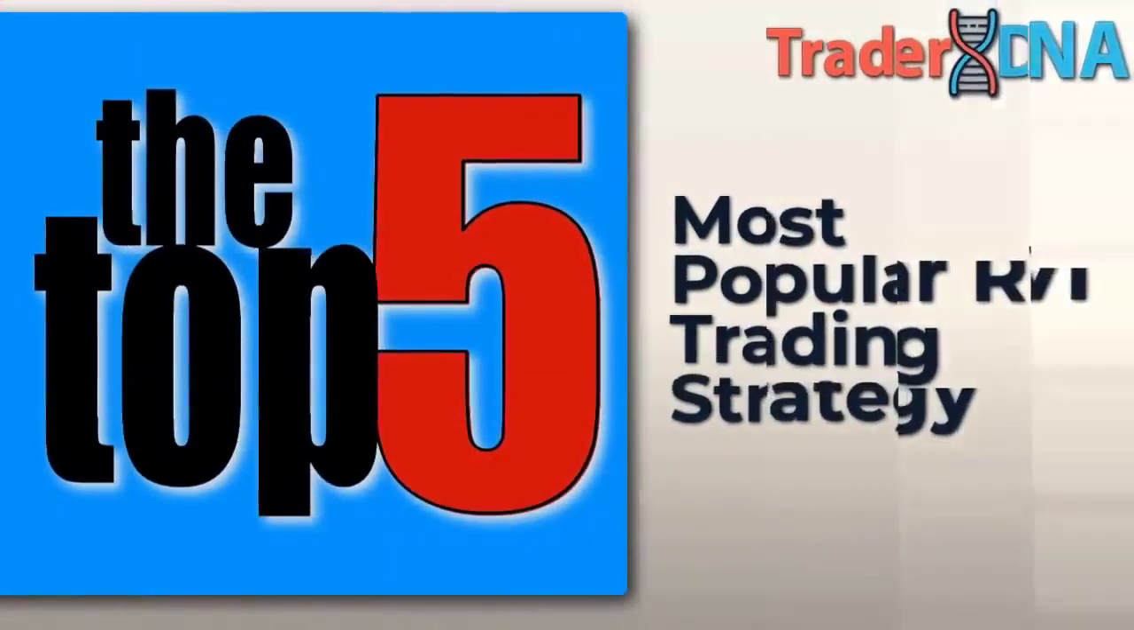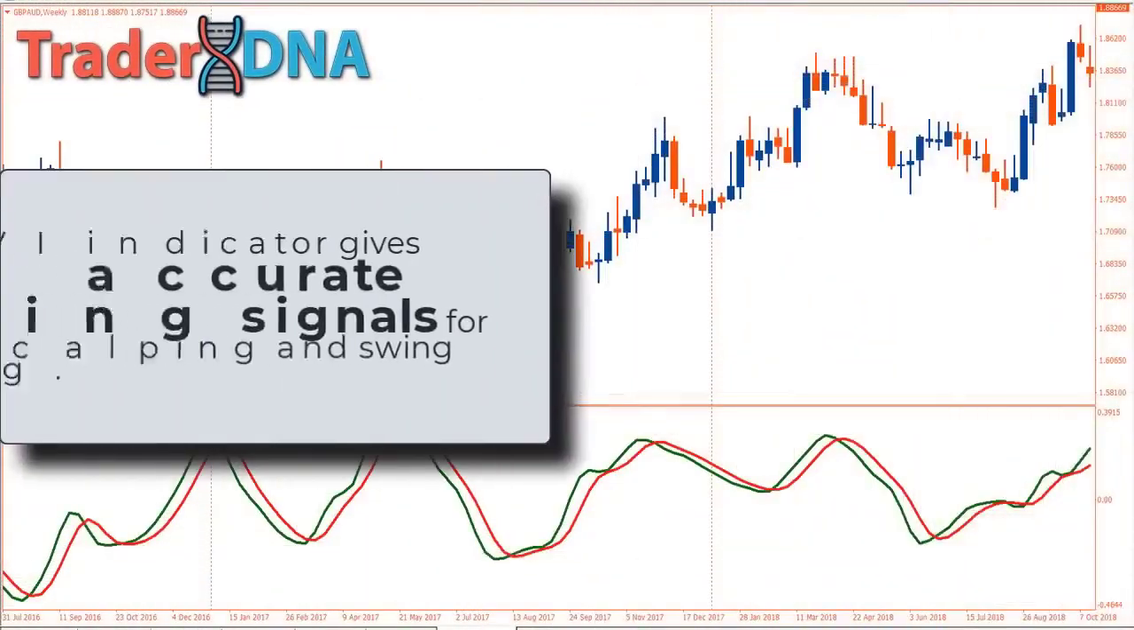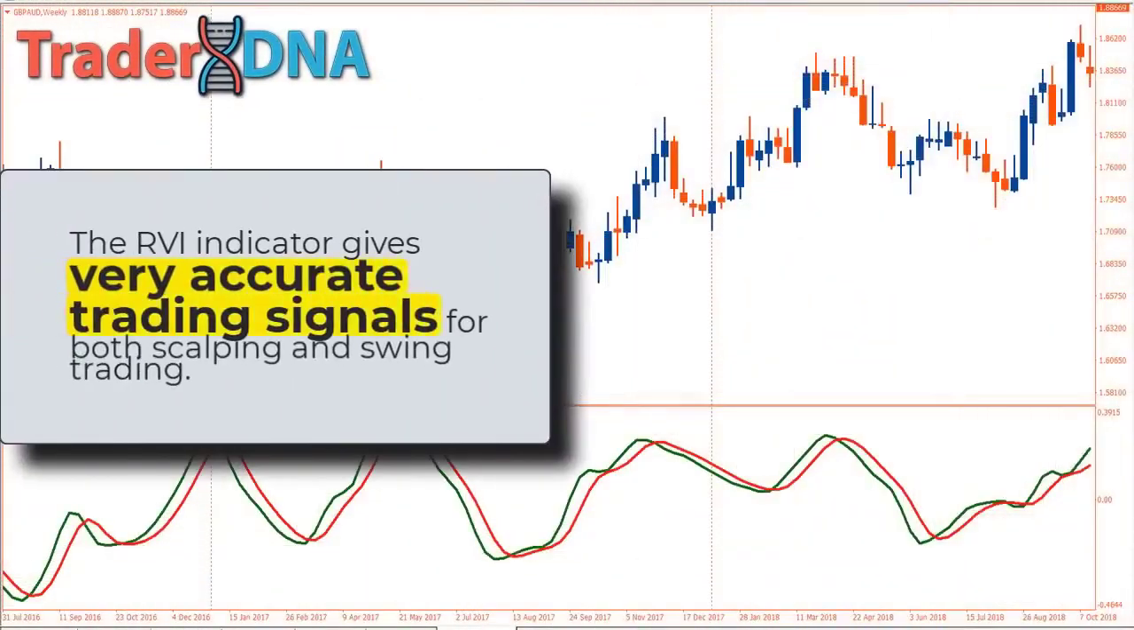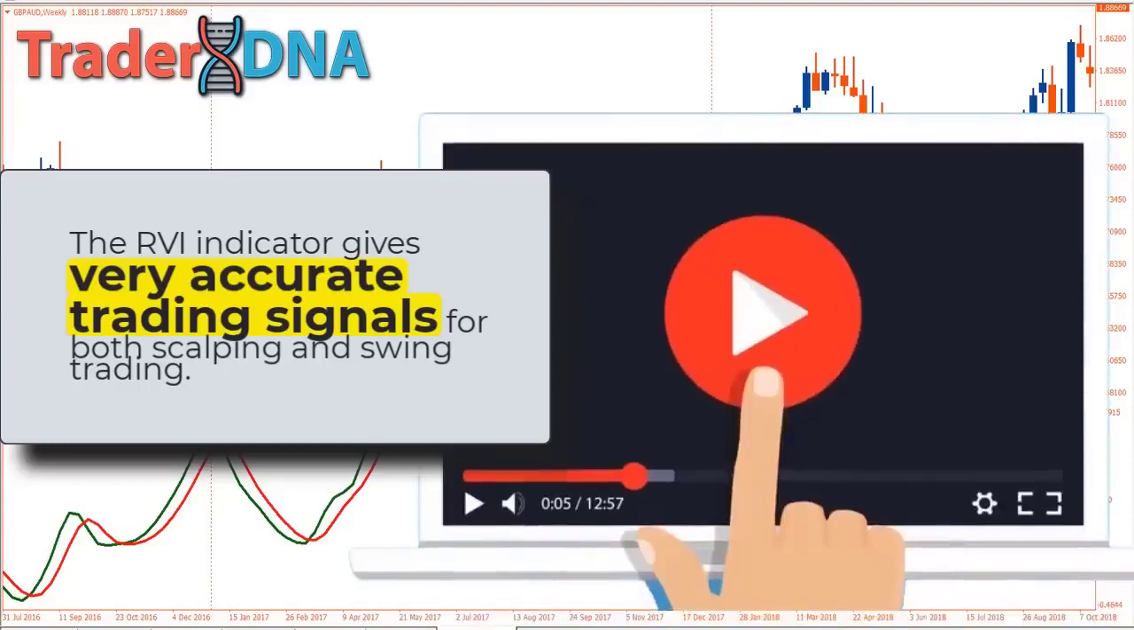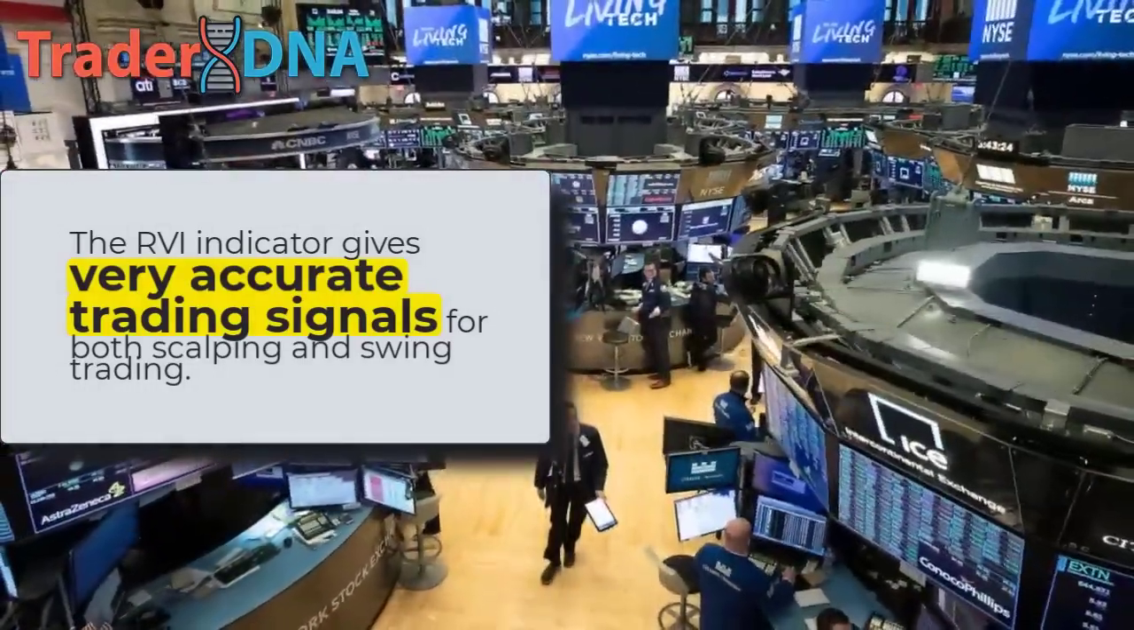Most traders don't know that the RVI, or Relative Vigor Index indicator, gives very accurate trading signals for both scalping and swing trading. But don't worry, after watching this whole video, you'll learn and master how to use the RVI indicator like the pros on Wall Street. It's a secret that has always been kept hidden, but now you can use it to your advantage.